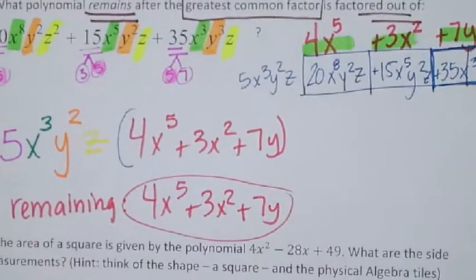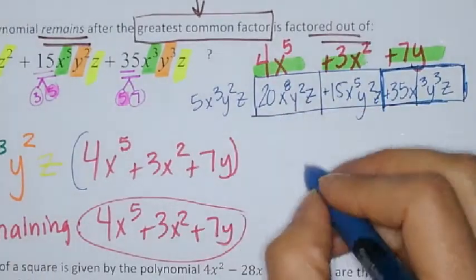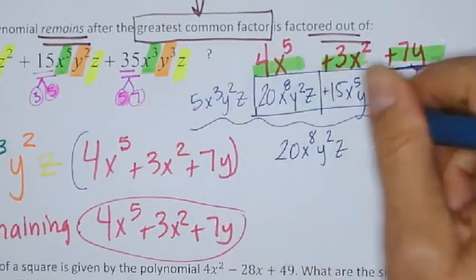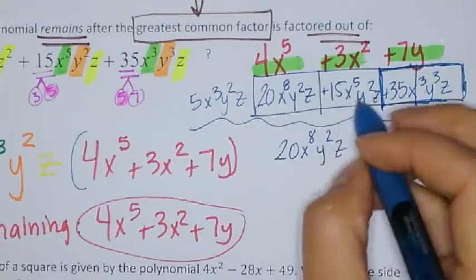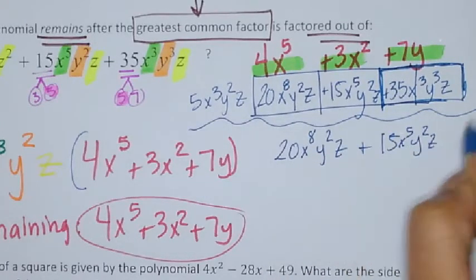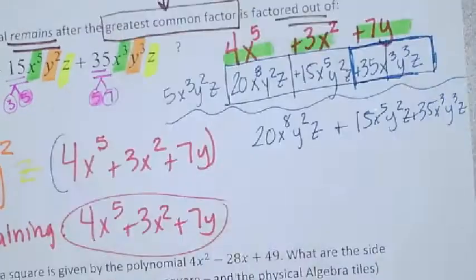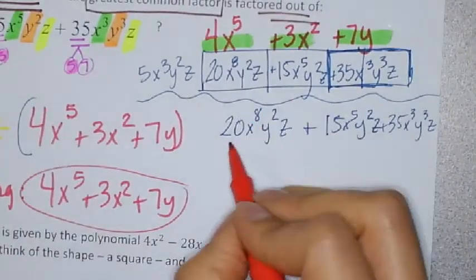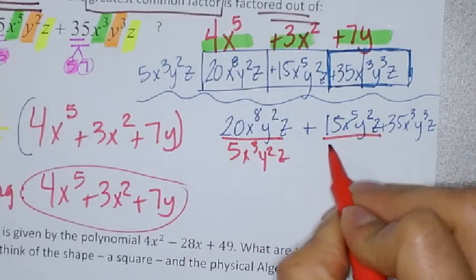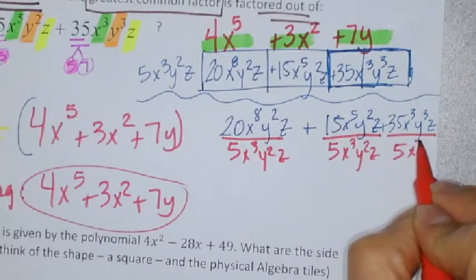Now over here on the side, I'm going to tell you another way, and this is how the Springboard lesson had it. So you get your original. This is another way other than the box. And then every single term, you're going to divide it by your GCF. This is another way you could also think about this.